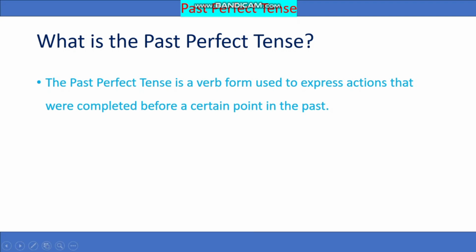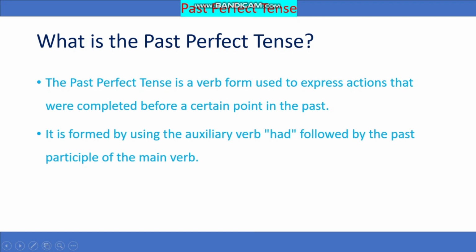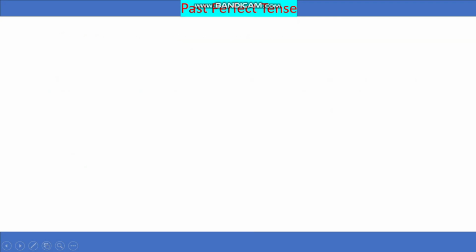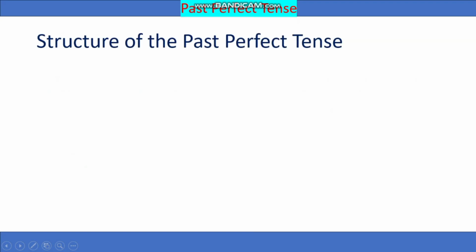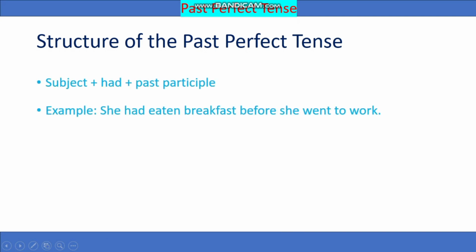Okay, so what is the definition? You will see here. The past perfect tense is a verb form used to express actions that were completed before a certain point in the past. It is formed by using the auxiliary verb had followed by the past participle of the main verb. Okay, this is done. Structure of the past perfect tense: subject plus had plus past participle.